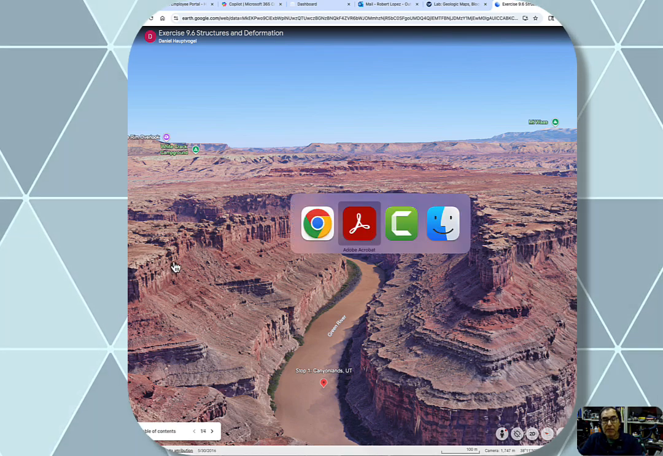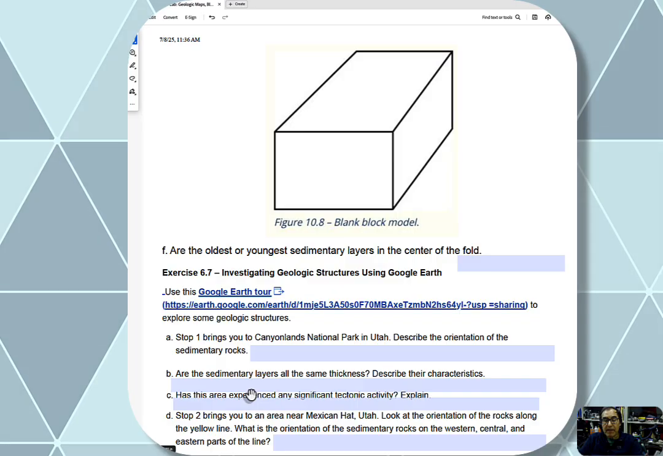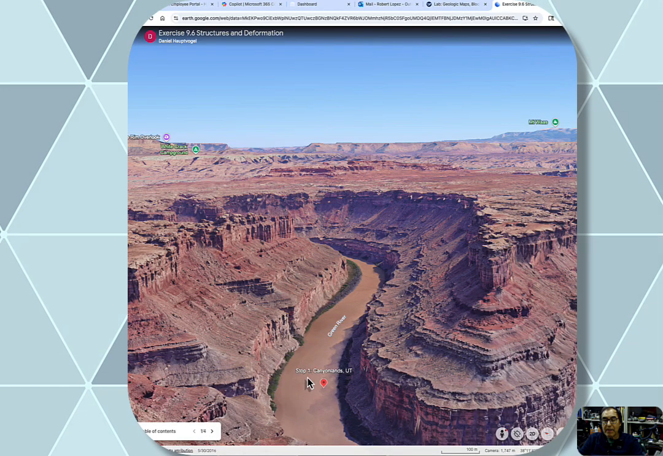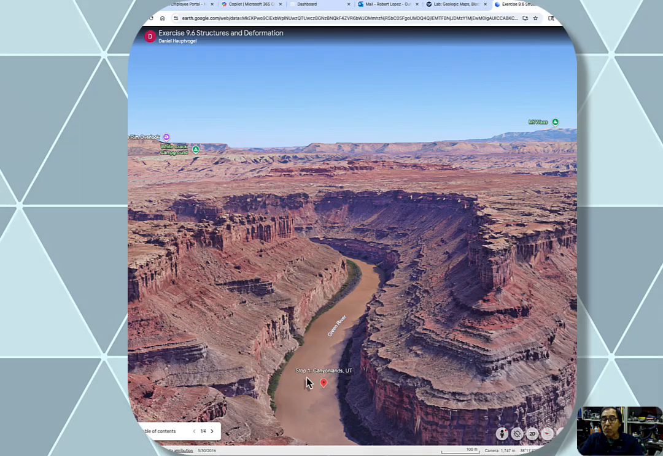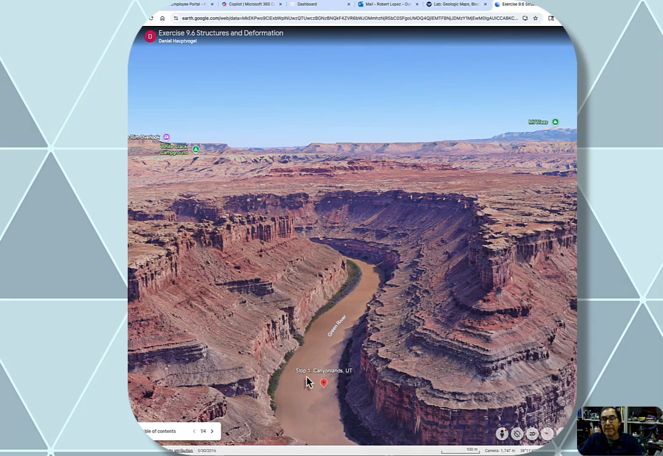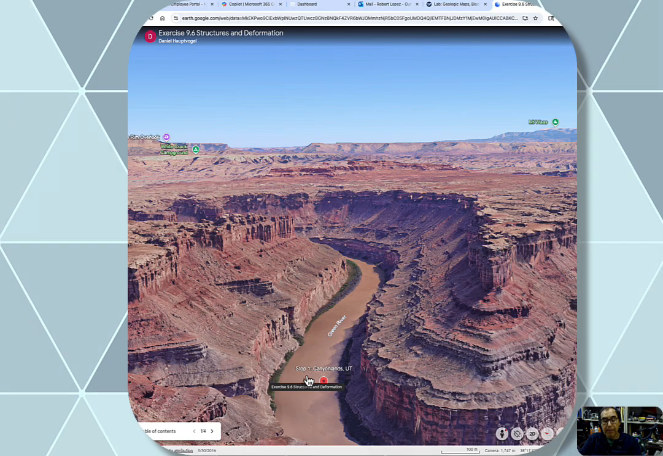So go ahead, you can answer that question there about the different thicknesses. Tectonic activity for letter C here. This area, well, most of these are marine sands and shales that were underwater. So obviously this whole Colorado Plateau has been tectonically uplifted.